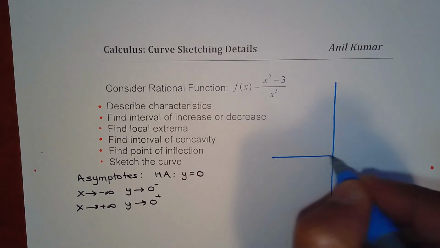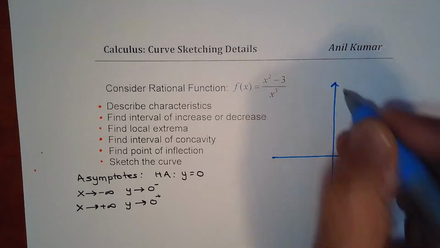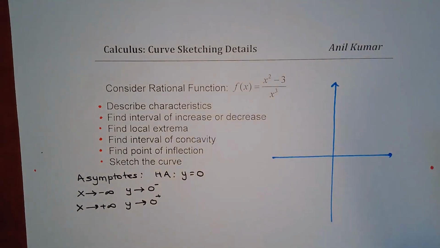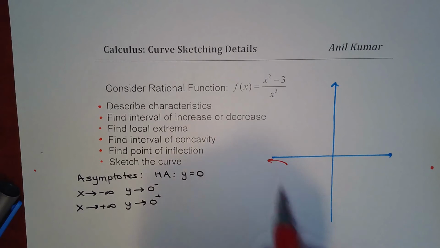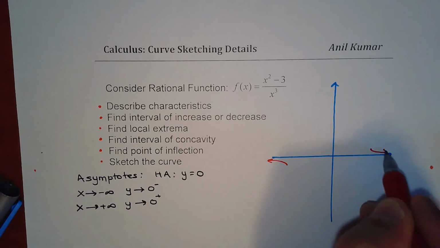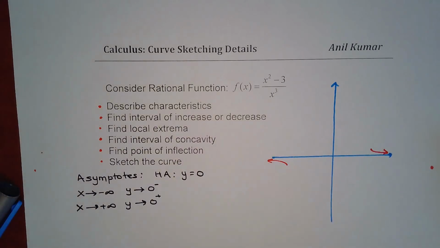So let us say that is the x and y coordinates. What we are saying is that the graph of the function approaches like this on the left side and like this on the right side. So that is the horizontal asymptote. Now let's look into the vertical asymptote.